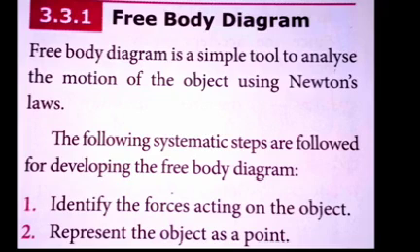Here there are 3 important steps to draw the free body diagram. Now we see them one by one. The first one, identify the forces acting on the object. That means we have to find in which direction each force is acting. Then the second one, represent the object as a point. So the mass of an object is considered as a dot point.